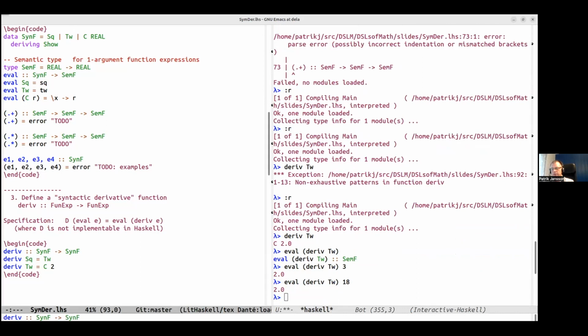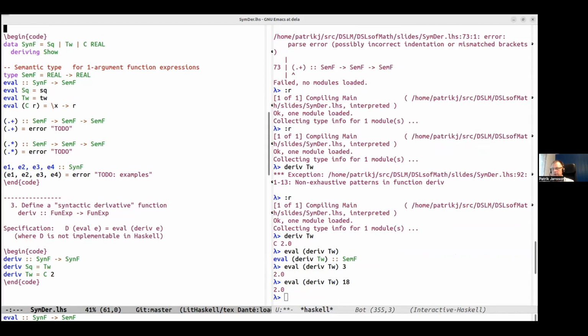Okay, so we're getting a little more general here, but having twice and squaring as cases is a little bit silly. A more general case we should have is addition, multiplication, and the variable x. Remember, we had one variable, one argument function expression. So let's add x as the variable.